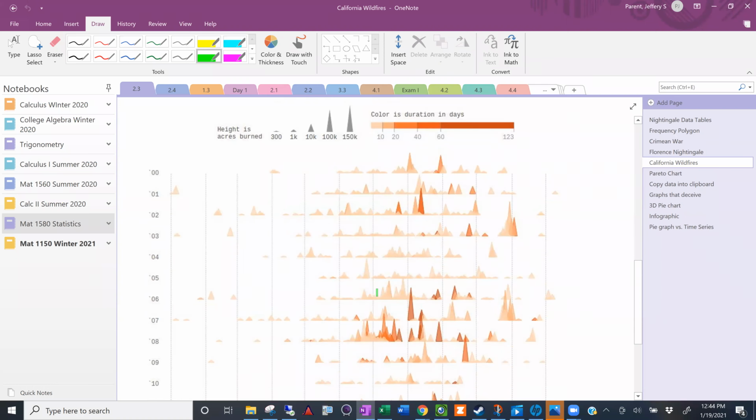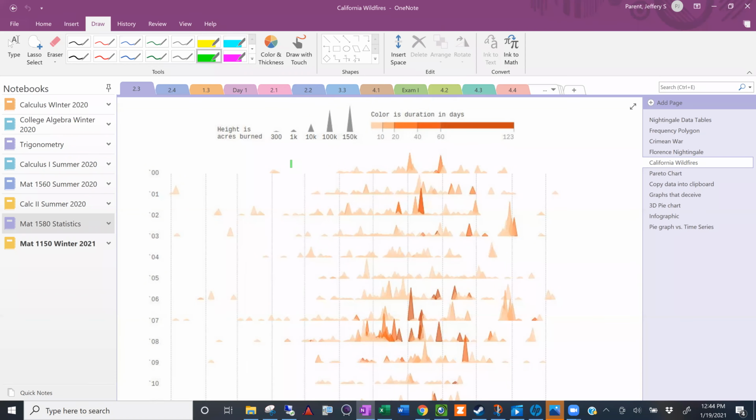Now this one's a couple years old, but what it shows you is a lot of things. It shows you the fires, when they occurred throughout the season. So that's listed horizontally. And then it shows you the year. It shows you the size of the particular fire. That's proportional to the height of the flames and the intensity of the flames. It also shows you the duration. So there's just a wealth of information crammed into this graph.